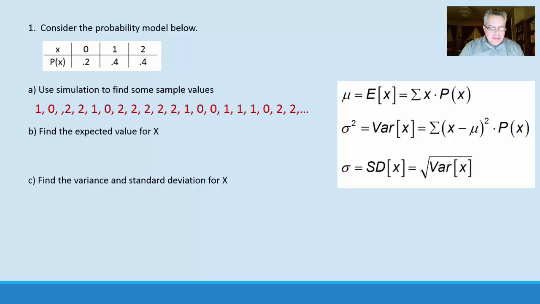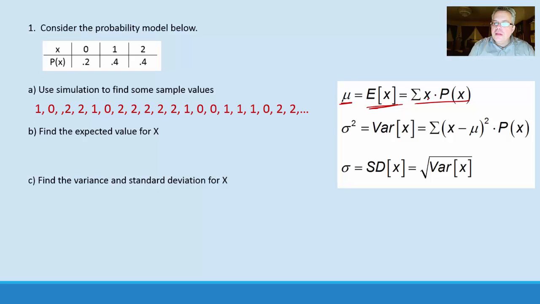It says find the expected value for x. Well, we're going to use the formula over here. One symbol is mu, because this is a symbol for the mean when it comes from a probability model, like the normal curve. And another symbol is E of x. I saw this all the time in engineering school, expected value of x. And this is the actual formula for it.